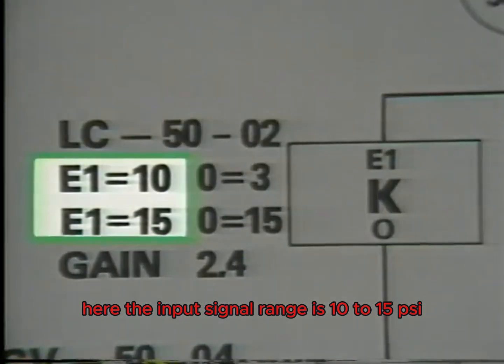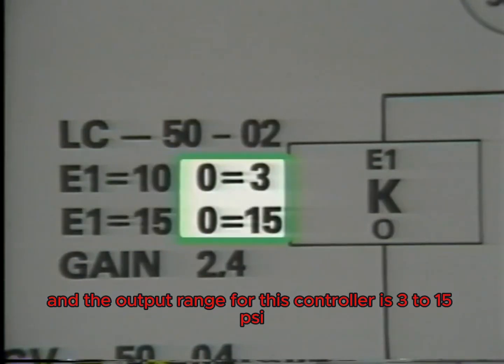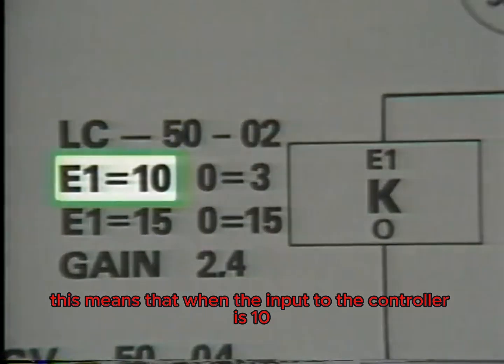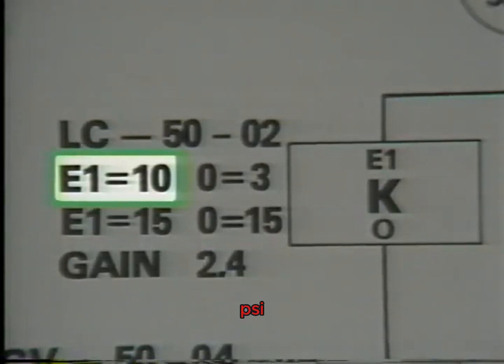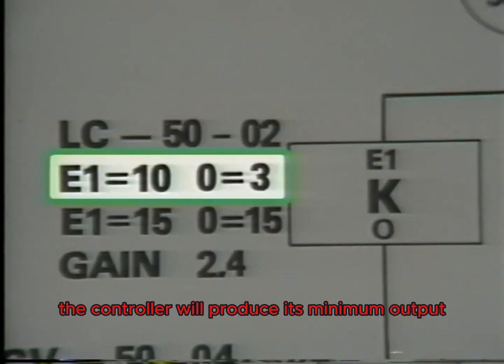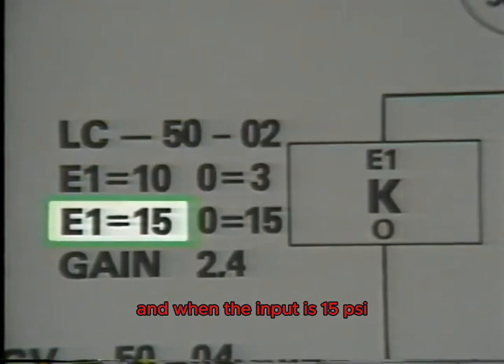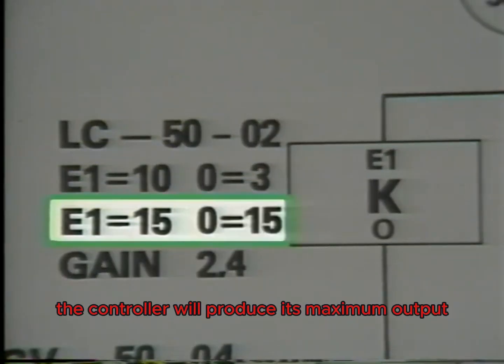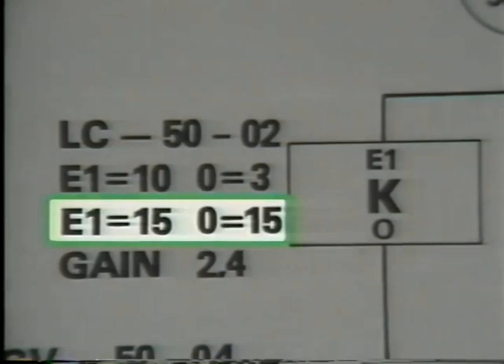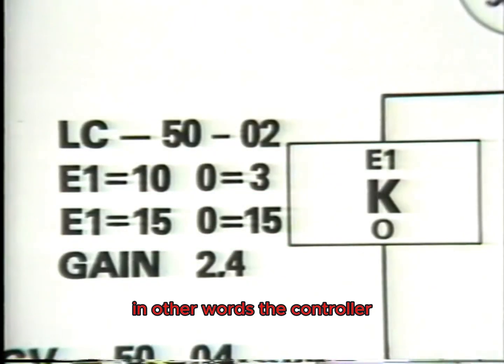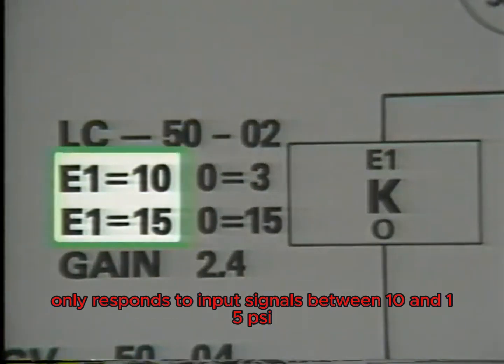Here, the input signal range is 10 to 15 psi, and the output range for this controller is 3 to 15 psi. This means that when the input to the controller is 10 psi, the controller will produce its minimum output. And when the input is 15 psi, the controller will produce its maximum output. In other words, the controller only responds to input signals between 10 and 15 psi.